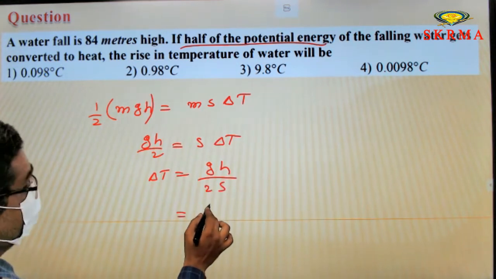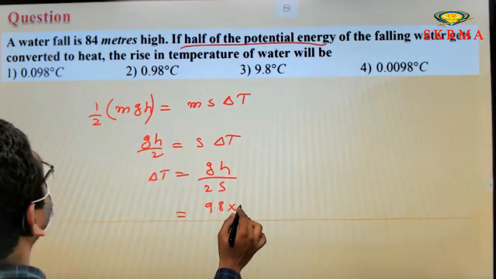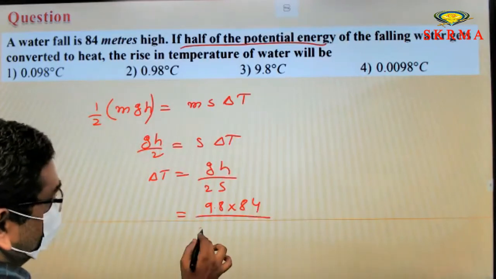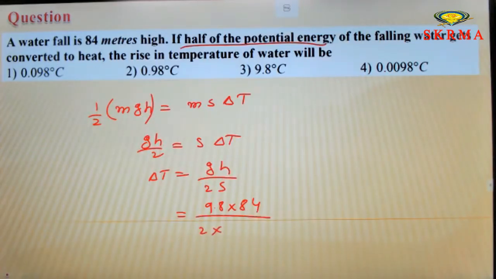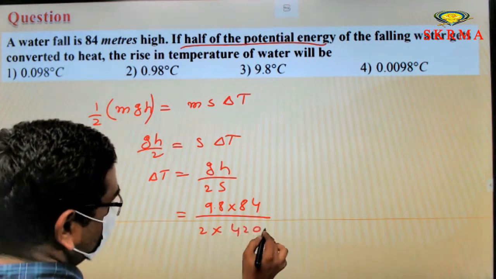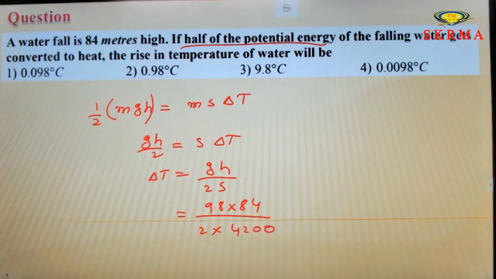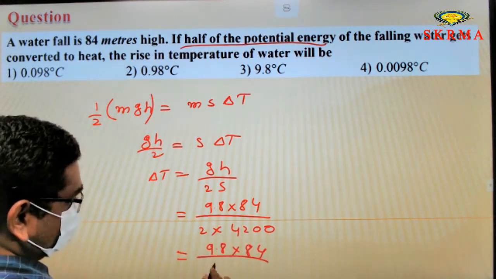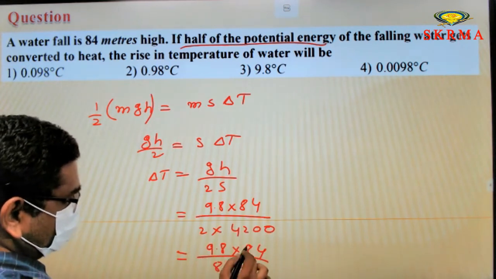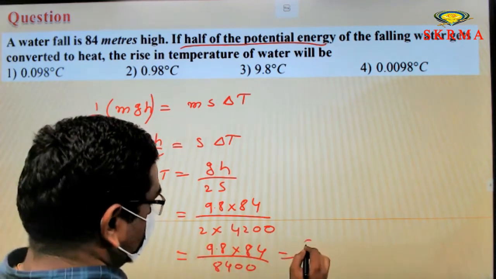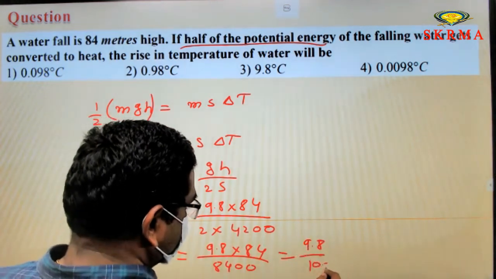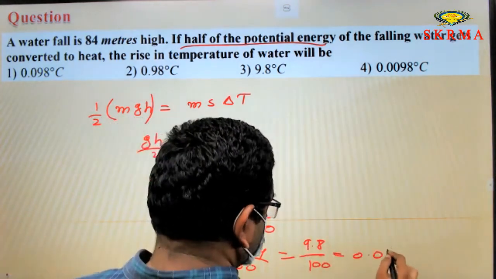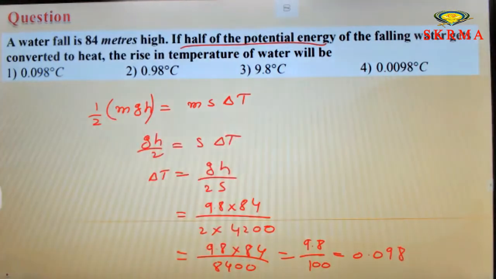So what is the g value? 9.8. What is the height? 84 meters, by 2 into specific heat of water, 4200. So 9.8 into 84 by 8400 is equal to 9.8 by 100, which is 0.098. That is the option.